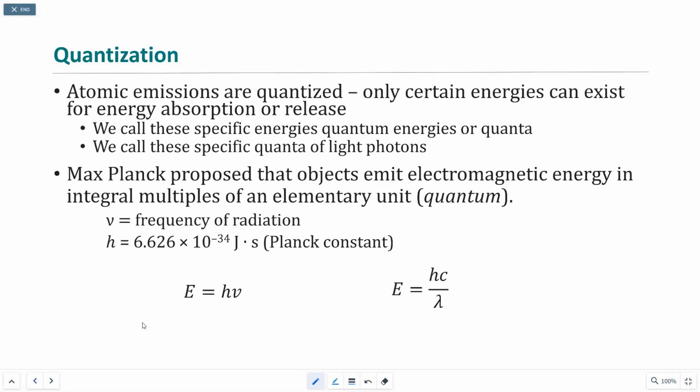All right, so the answer to the question has to do with something called quantization. Quantization is the phenomenon that tells us that atomic emissions are quantized. So when we look at those spectra, what we are seeing is that there is a very specific energy that is allowed for that light. And the reason we only see those particular lines is because those are the only allowed energy transitions that exist.